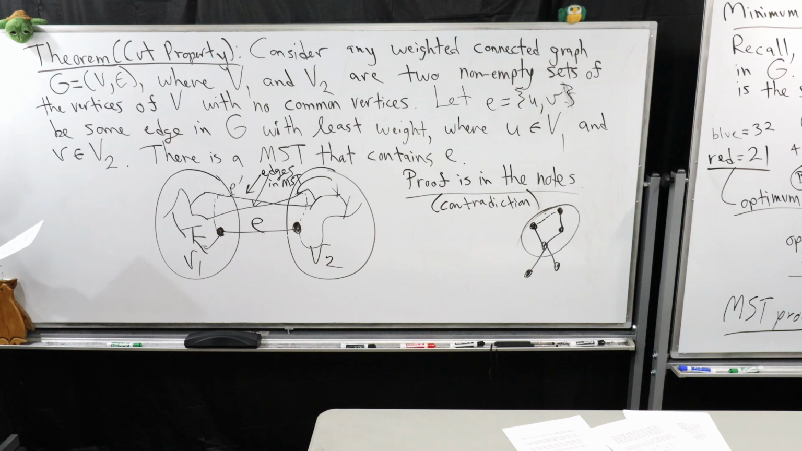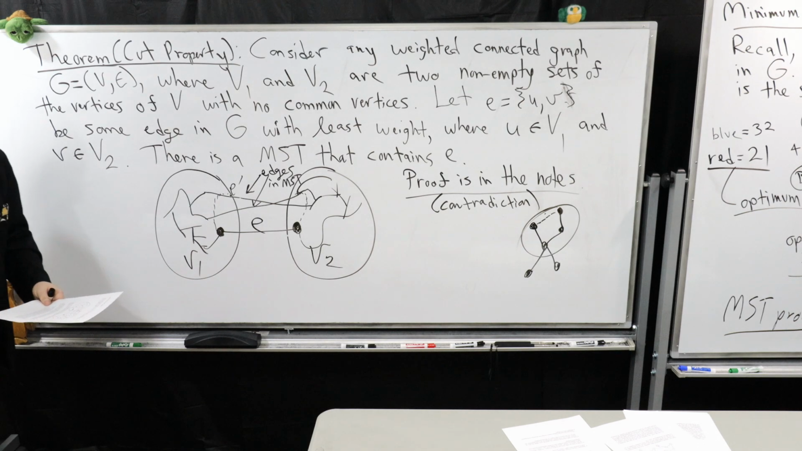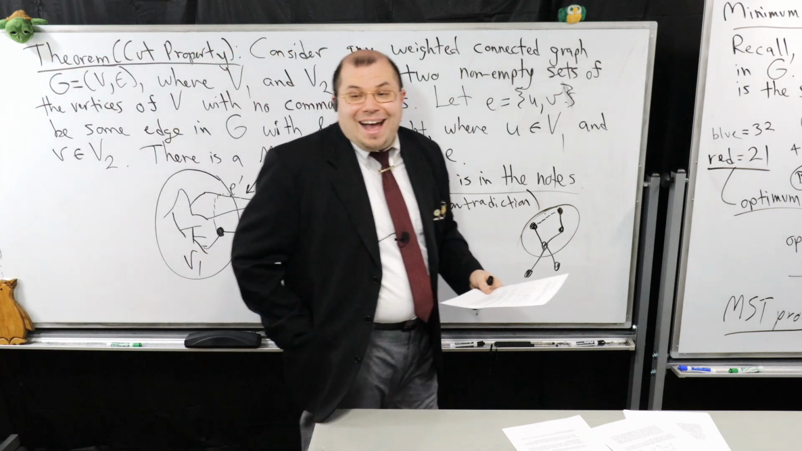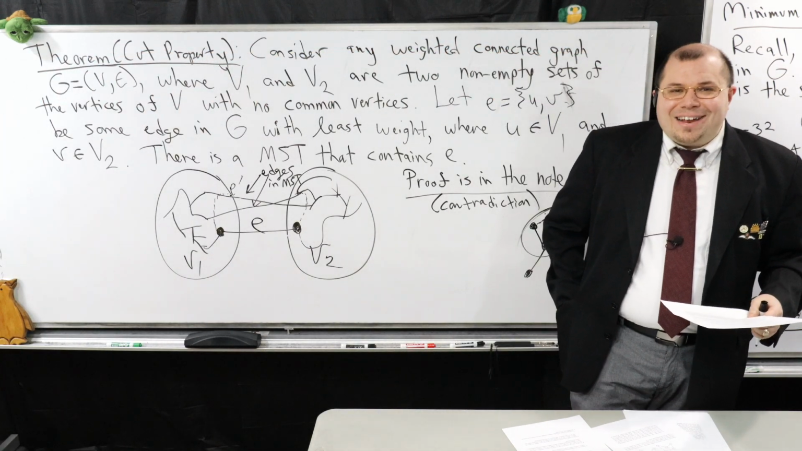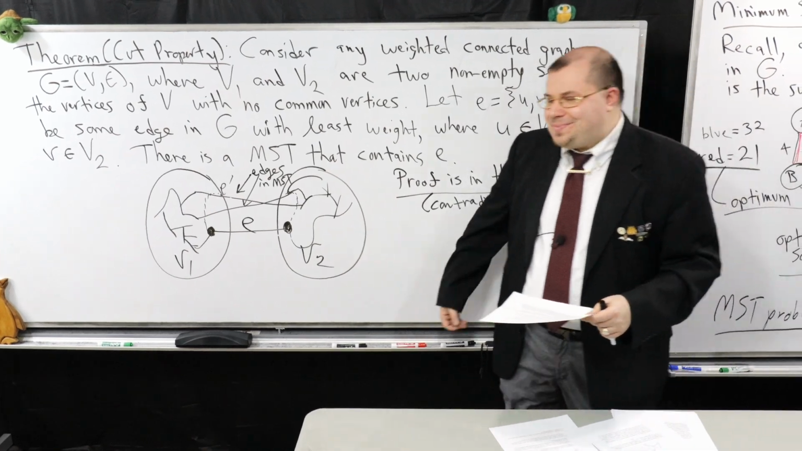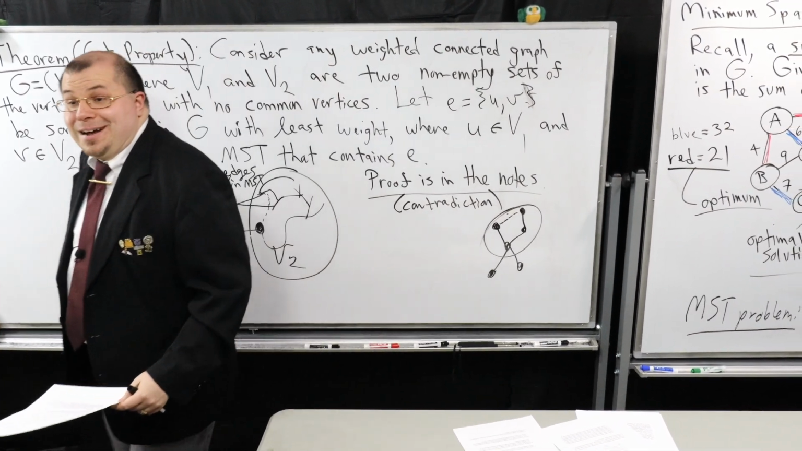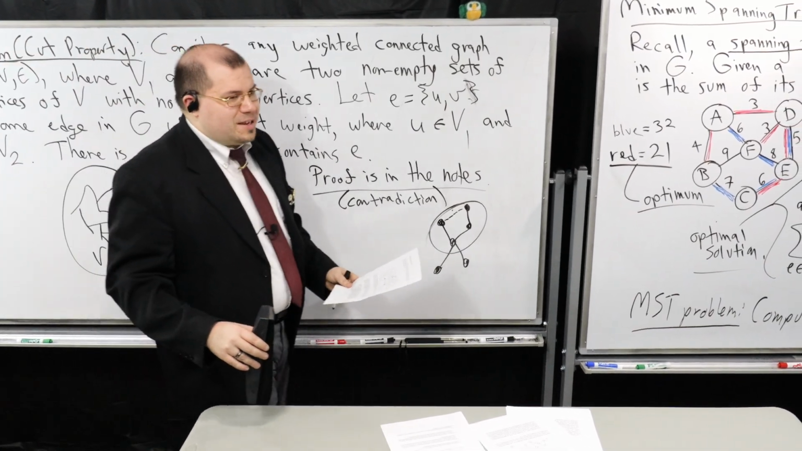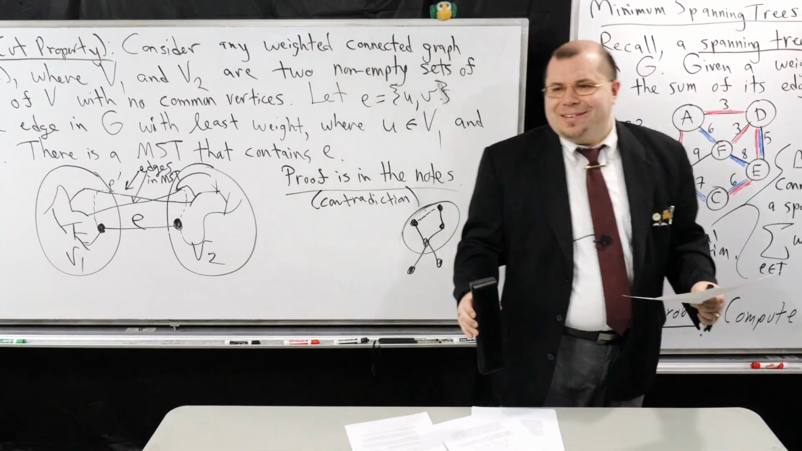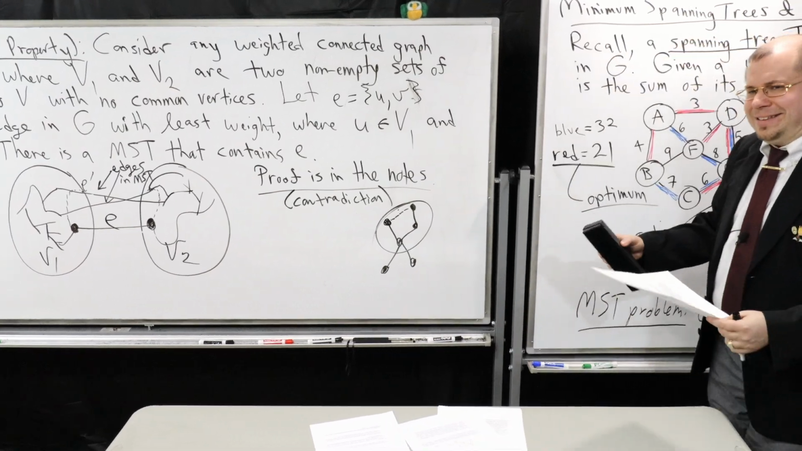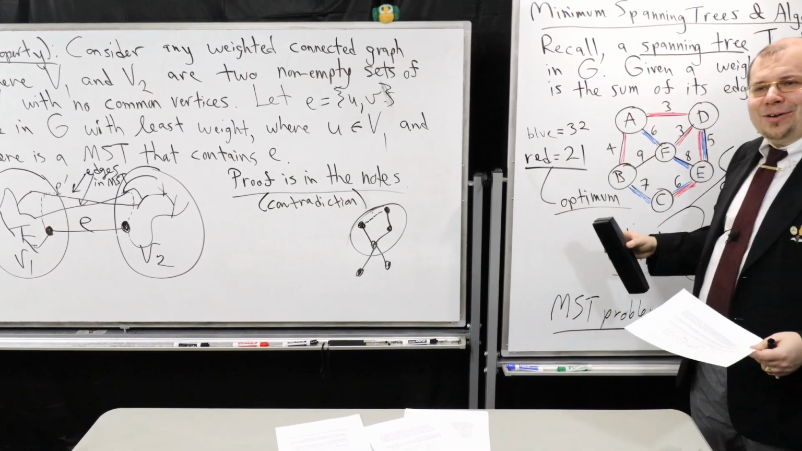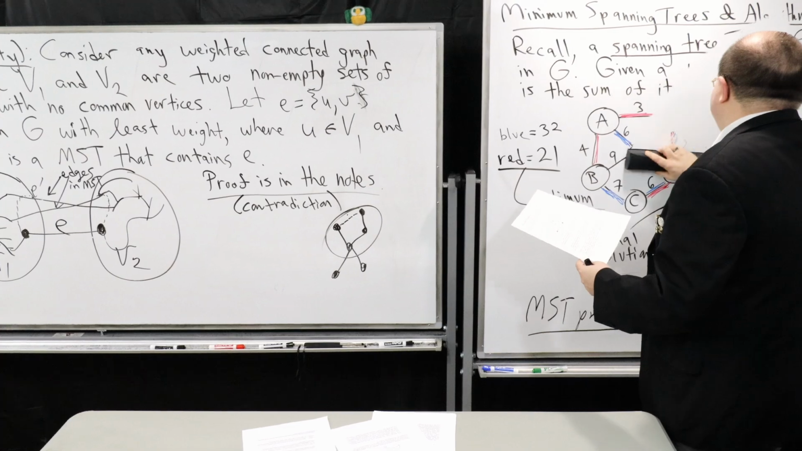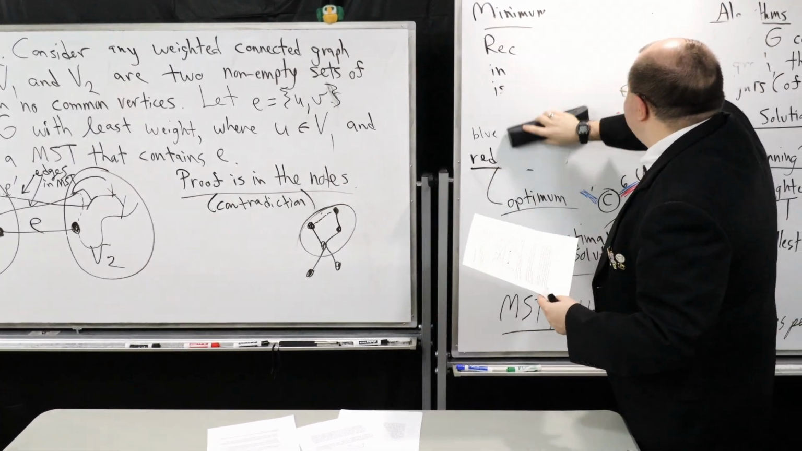But anyways, with that being said, you might ask, what the heck does this cut property do? You might ask that, right? It's a very natural question. So what can we do with this cut property? Because you might look at this and say, okay, all you did is tell me that there's some minimum spanning tree with that edge E in it, right? You say, Dan, what the heck are we going to do with a cut property? So let's talk about that.